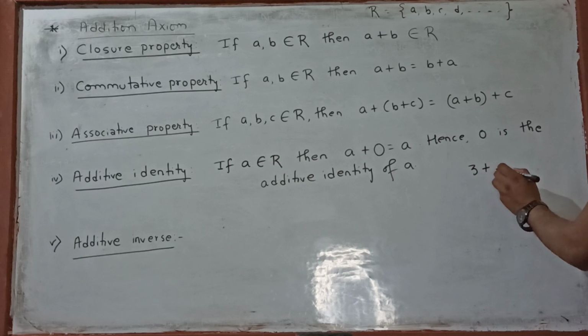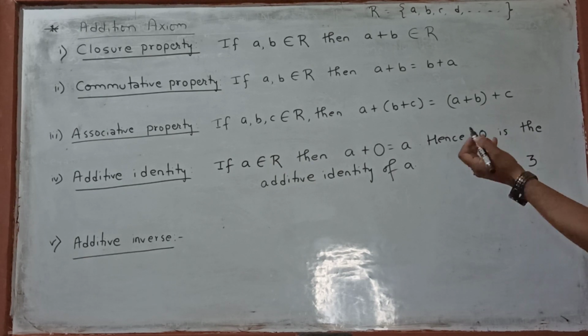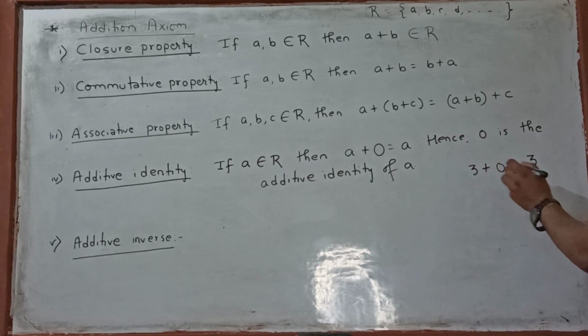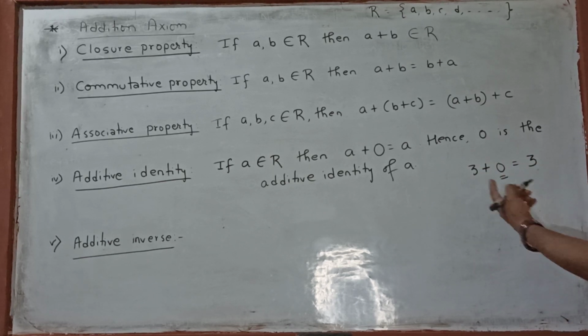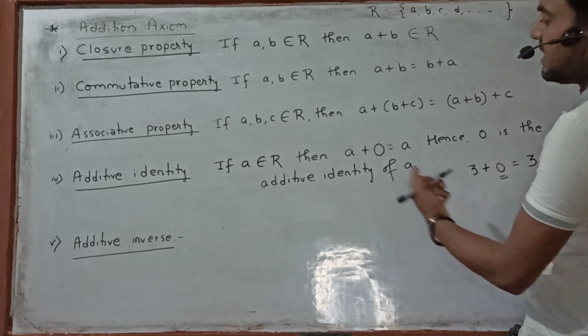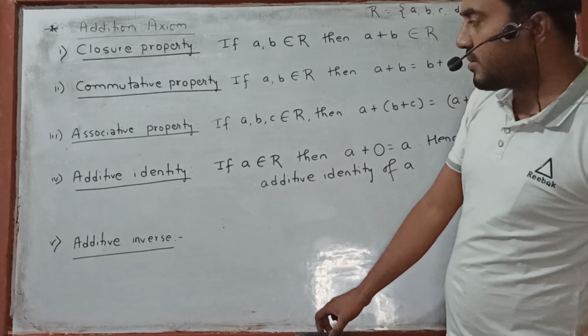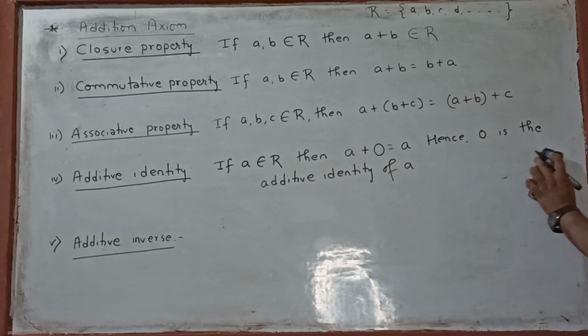Suppose you take an example, 3. In 3, what do you have to add to get the same result? You have to add 0 to get the same result, 3. So 0 is the additive identity of 3. Okay, so 0 is the additive identity of any real number. So that is about additive identity.